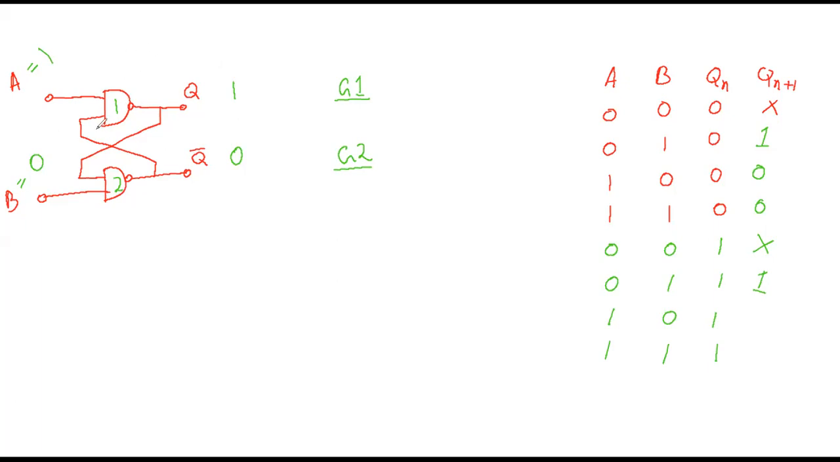Now you see this case. Only 2 cases left. So what are the inputs at gate 1 now? 1 and 0. 1 and 0 means the output will be 1. Okay, no problem. This is 1. So if this is 1, this 1 will come here.